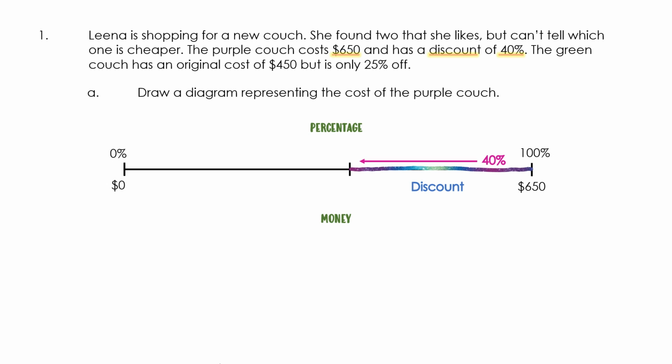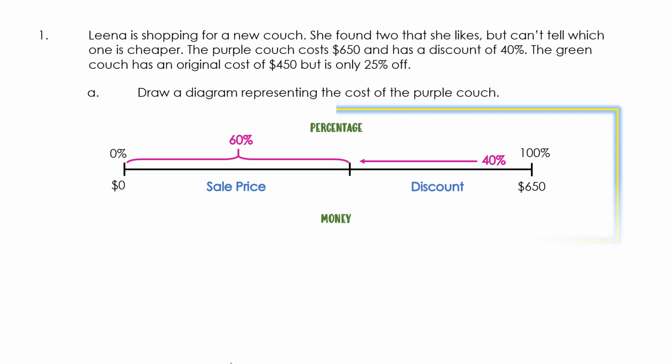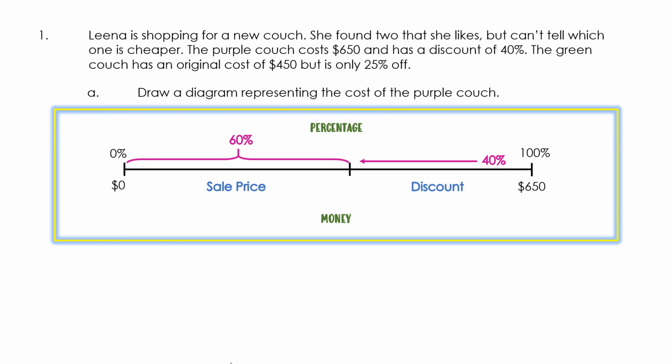Okay, so if this part over here is 40%, and I know that this entire diagram is 100%, then this part over here must be equal to what? Okay, so that is 60%. And if the right-hand side represents my discount of 40%, the part that is left, 60%, has to be my sale price. So if I were to ask you to draw a diagram representing the cost of the purple couch, this is what I would be looking for.